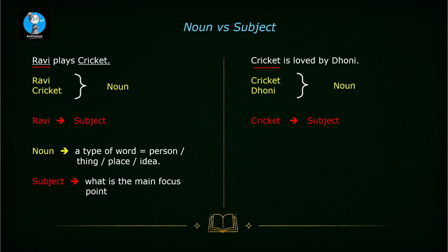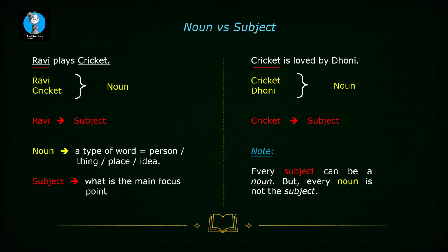Here, a small note: what we understood is, every subject can be a noun, but every noun is not the subject. That's all. Thank you.